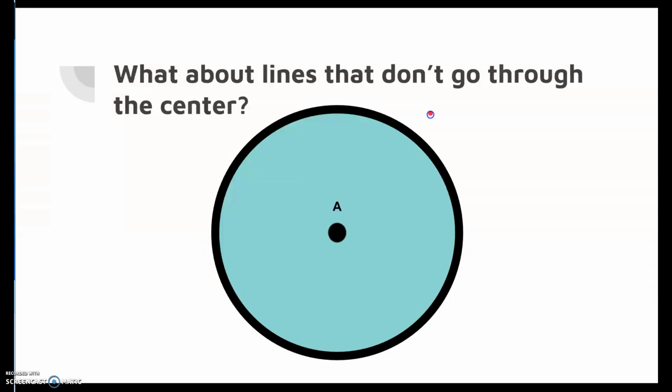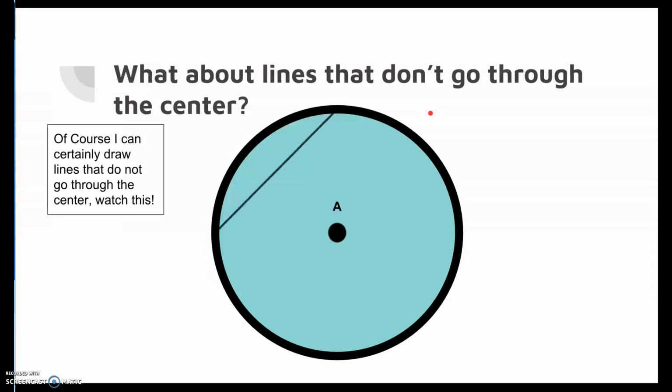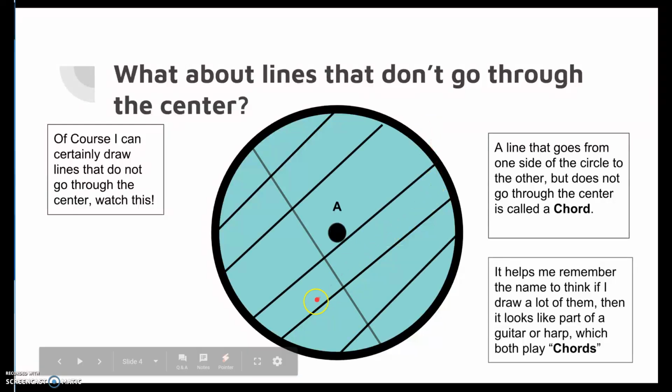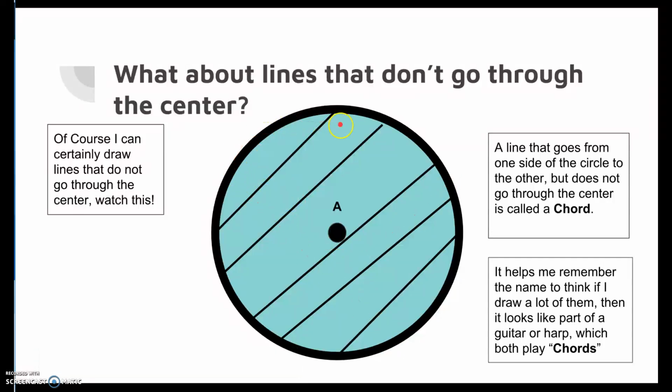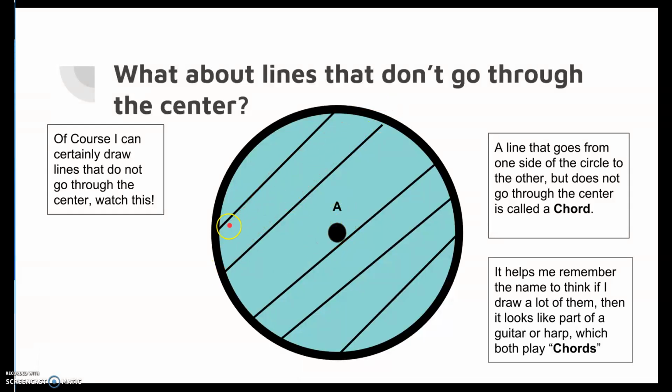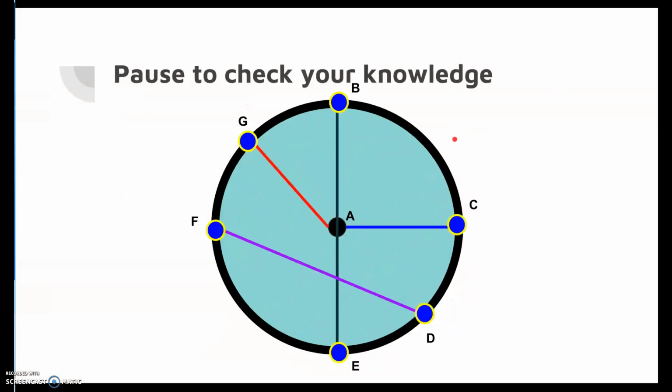Okay, and then there are lines that we can draw, obviously, that don't go through the center. Lots of lines. These are called chords. If I took that line out of the center, because I can do lines like this, it looks kind of like a guitar or a harp. And that kind of helps you remember chords, because chords are music that you can play. So these lines are all called chords because none of them actually go directly through the center, even though they go from one end to the other. Chords are also line segments.